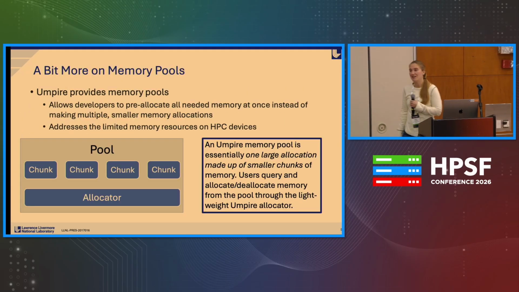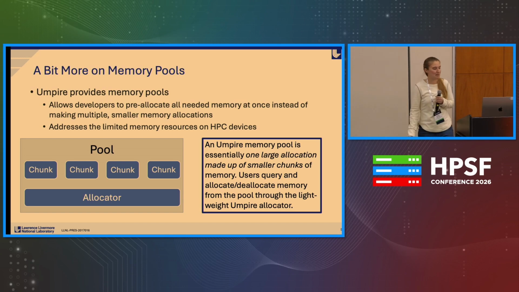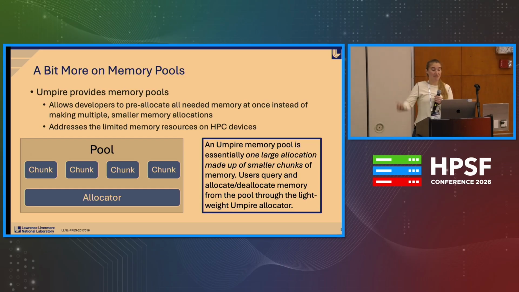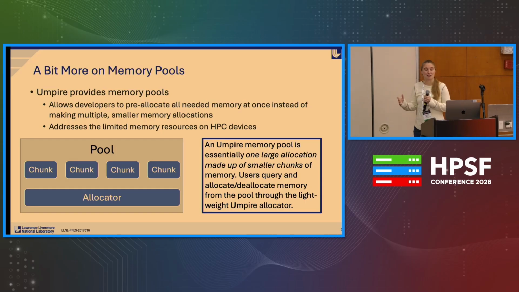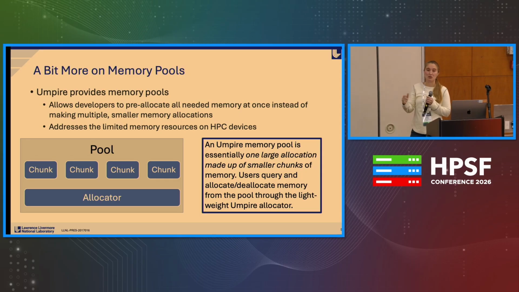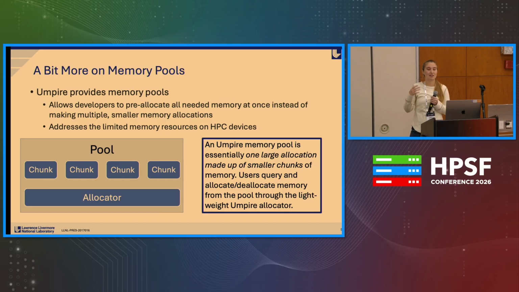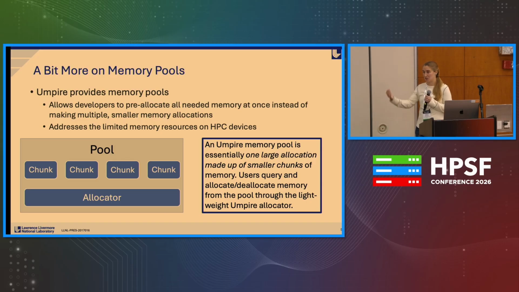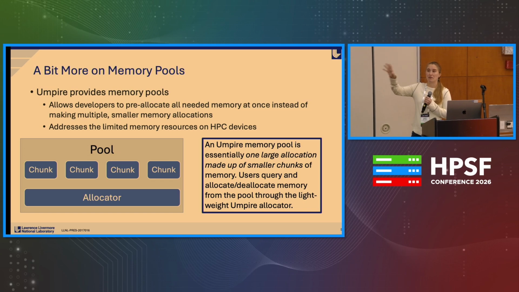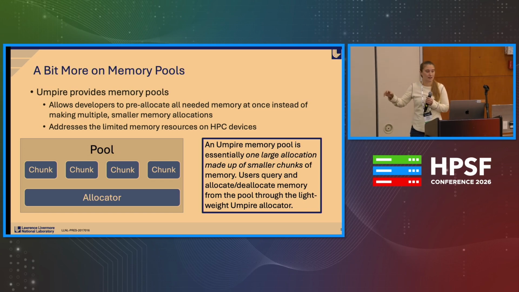Cool. All right, so a little bit more on memory pools, which is the most exciting part of Umpire. In fact, Christian's favorite part of Umpire is memory pools. This allows developers to pre-allocate all the needed memory at once instead of making multiple smaller memory allocations. Memory pools really try to address the limited memory resources on HPC devices, and they try to make device allocations easier as well.